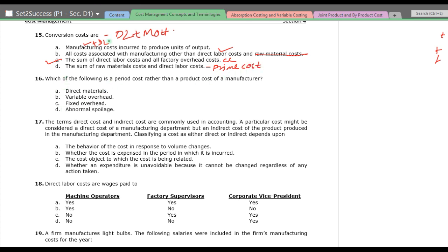Next, which of the following is a period cost rather than a product cost for a manufacturer? So product costs are direct material, direct labor and manufacturing overhead. Manufacturing overhead has fixed overhead and variable overhead. Direct material is a product cost. Variable overhead is a product cost. Fixed overhead is a product cost. But abnormal spoilage is not a product cost, it's a period cost. Next.